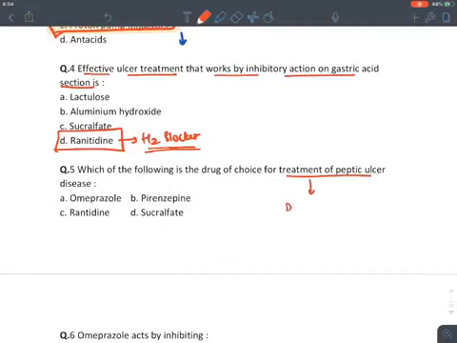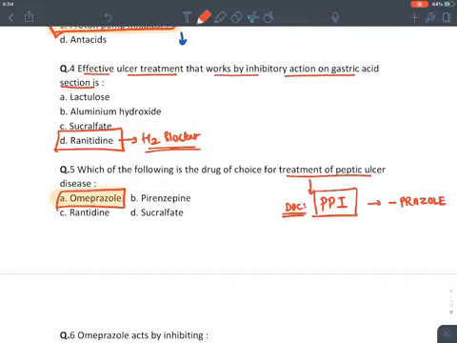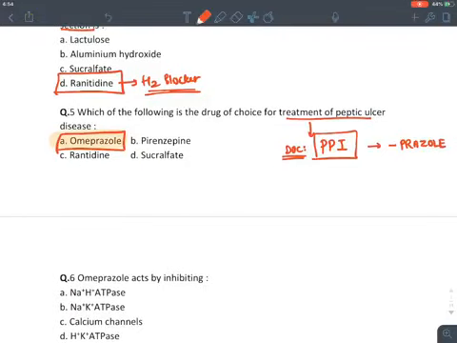Now, which of the following is the drug of choice for the treatment of peptic ulcer disease? Remember, the drug of choice for treatment of any peptic ulcer disease is PPIs. That is proton pump inhibitor, and all proton pump inhibitors end with the word prazole. So the answer out here is omeprazole. Now, why are they known as proton pump inhibitors? Because they inhibit the proton pump in the stomach.